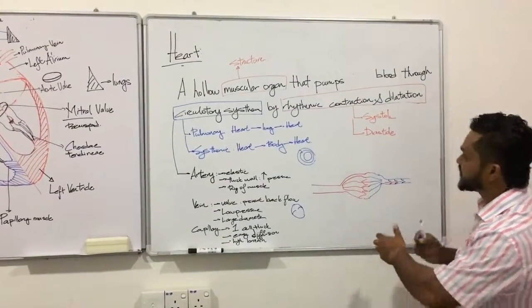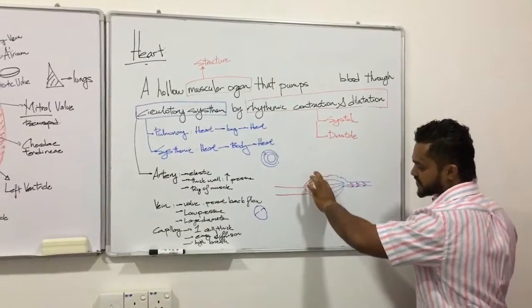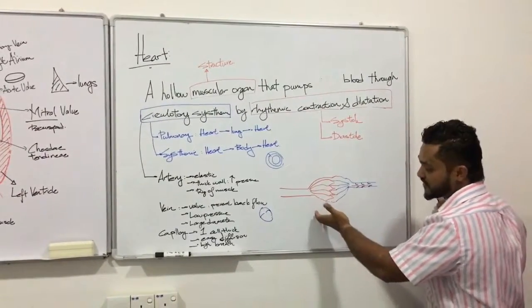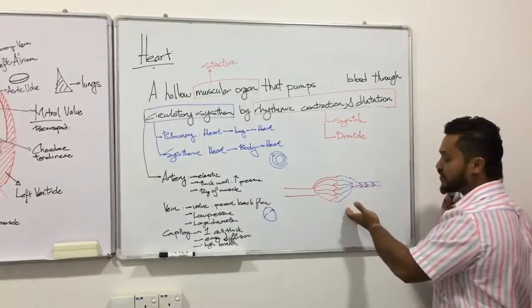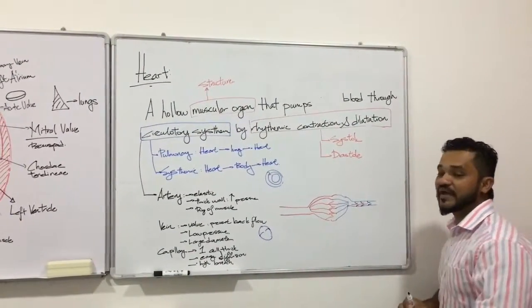Okay, now this is the basic structure from the arteries to the capillaries. The red one indicates oxygenated, the blue one indicates deoxygenated. You can see the valve here so that it prevents the backflow.